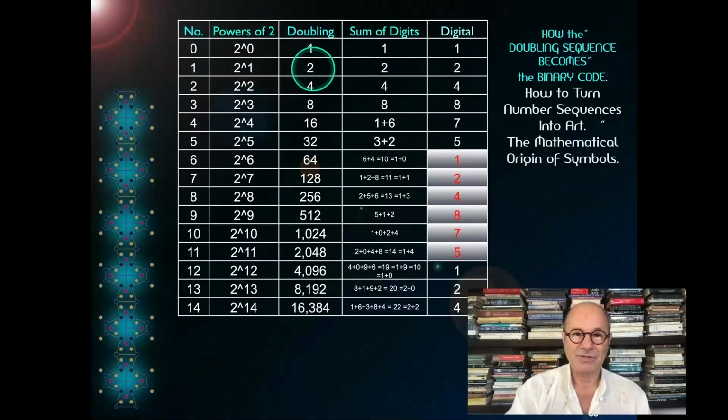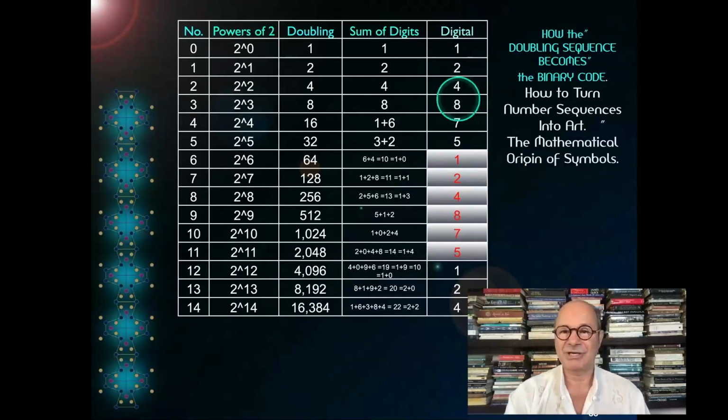So we go 2, 4, 8, 16, 32, but when we get to double digits, 16, we add the digits. 1 plus 6 is 7. 32 is 3 plus 2, we get 5. So we find that the digital reduction goes 1, 2, 4, 8, 7, 5, and those 6 digits keep repeating forever.